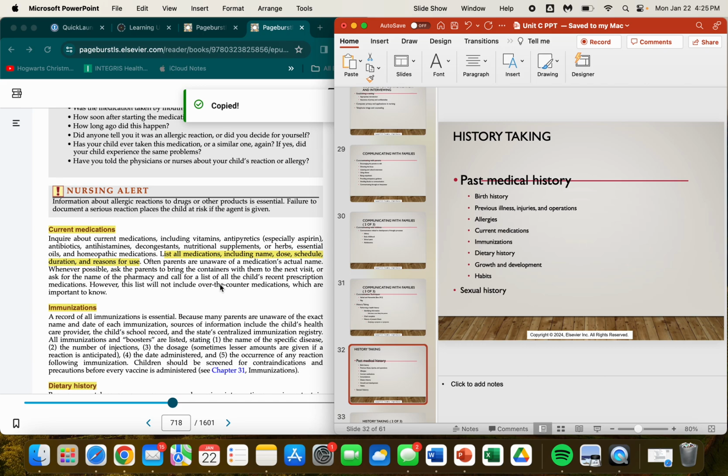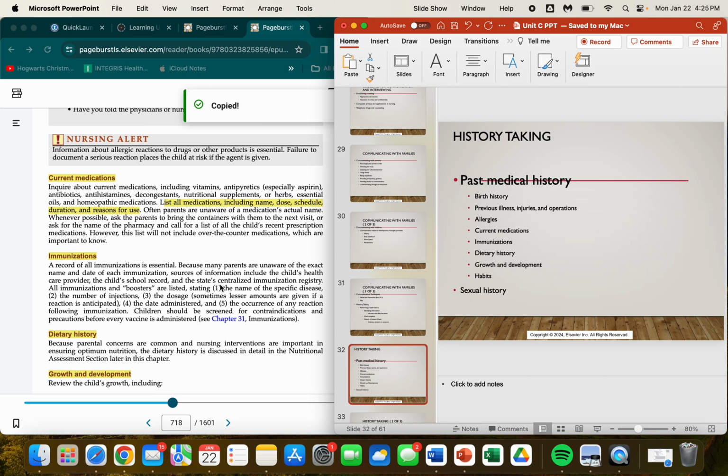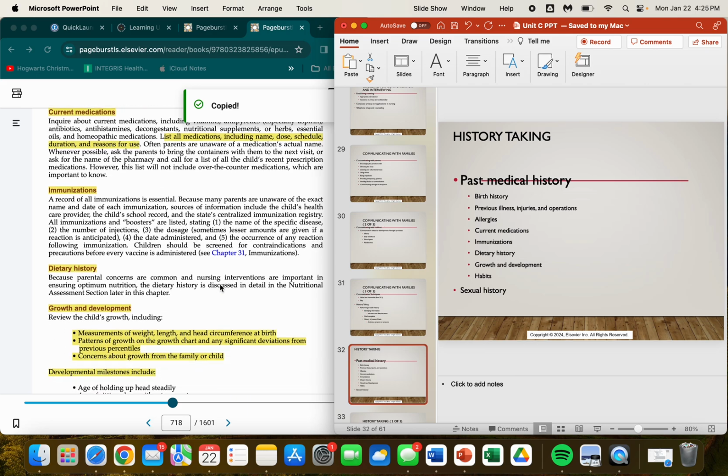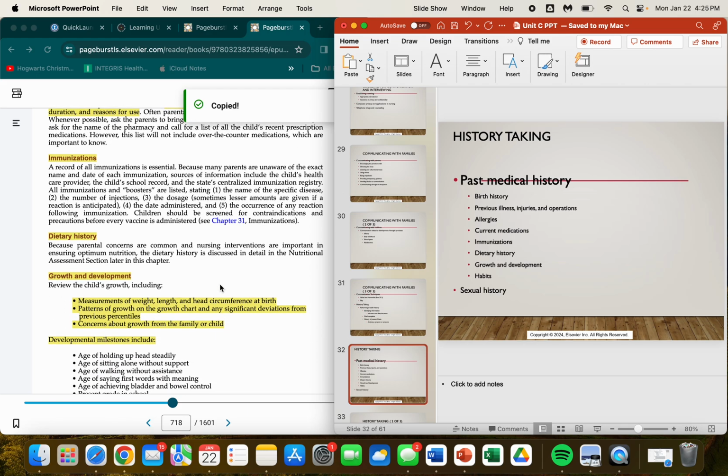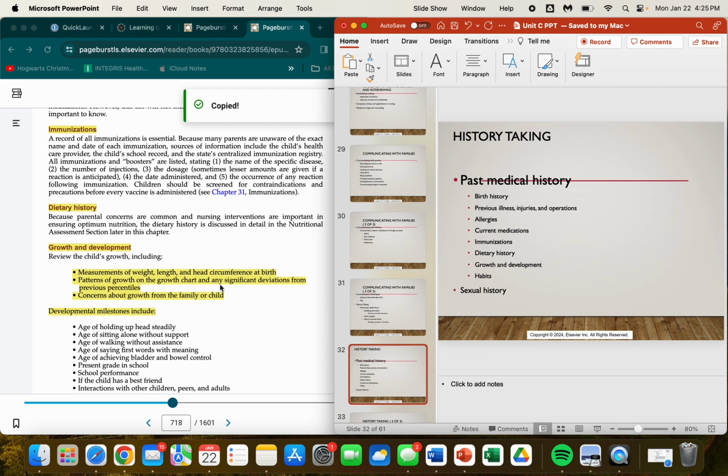For every patient, no matter the age, we obviously always need to ask about all medicines, which includes dose, schedule, and duration. Are they currently taking antibiotics? All of those things. And then in kids specifically, we obviously need to know about their immunization status.